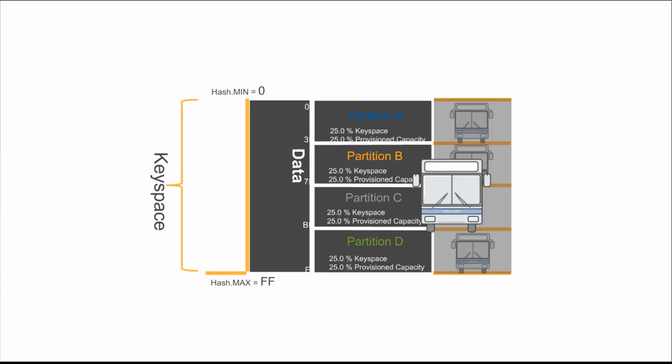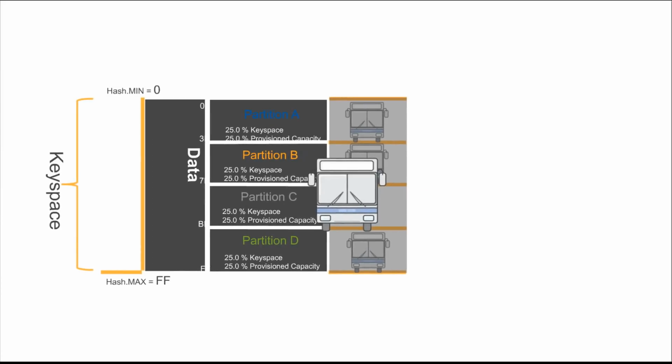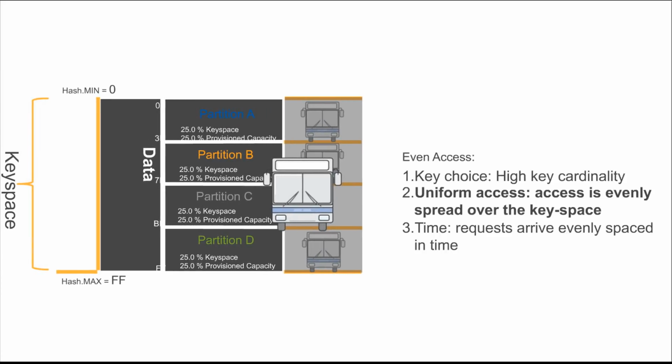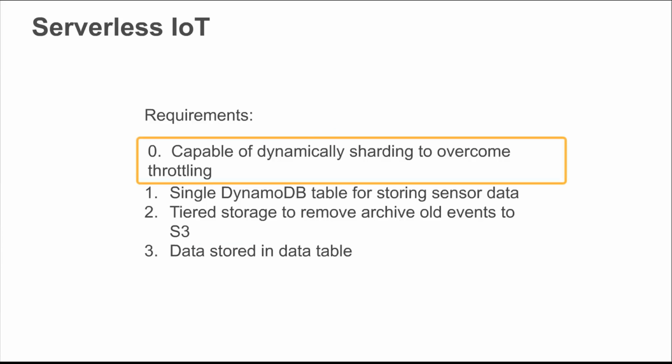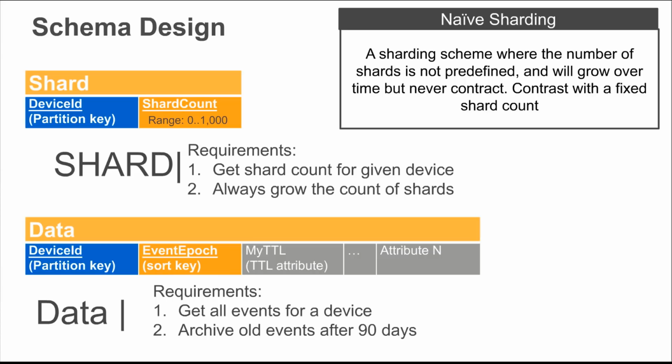What we see here is that we're violating a tenet on even access. So we have that large bus that's sitting there on partition C. It's not evenly accessed over the key space. So we're going to add a new requirement. We want to add dynamic sharding to overcome throttling. Dynamic sharding is going to change what the keys are to evenly distribute data across the partitions. So we have a brand new table called shard. First, we're going to get the shard count for a given device. And the second requirement is they're always going to grow the number of shards.